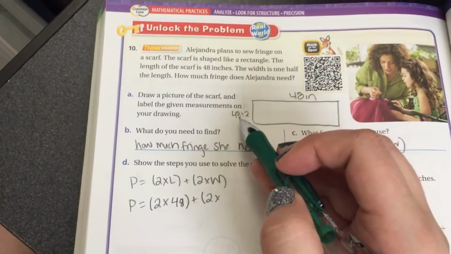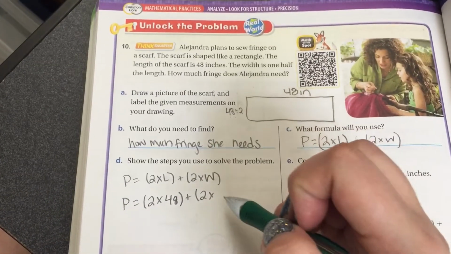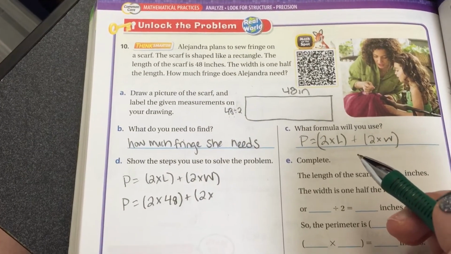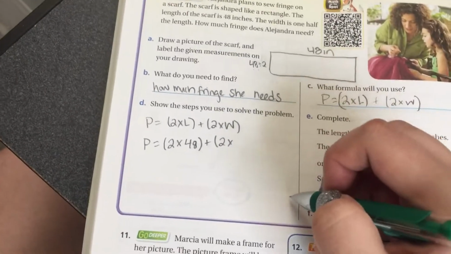So I'm going to go over to the side, figure this out, and get a number so I can put a number back into my equation. Okay? So I'm going to do that off to the side over here.